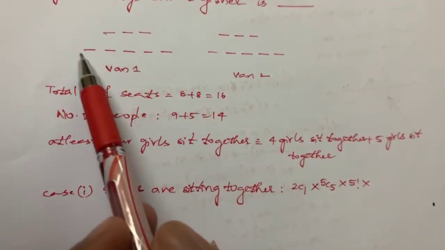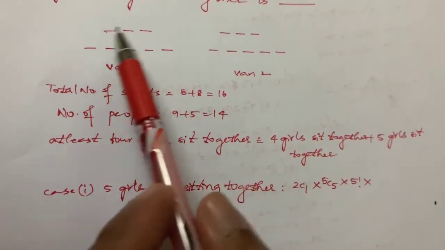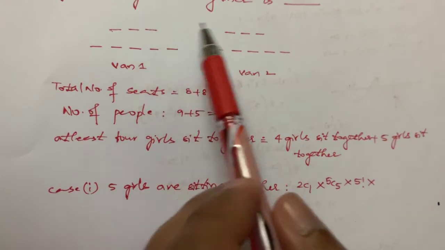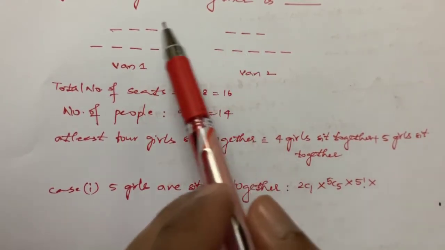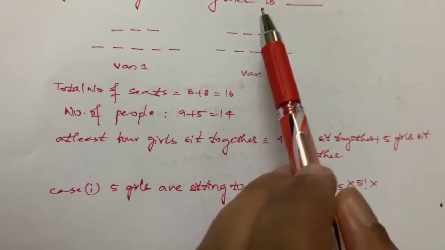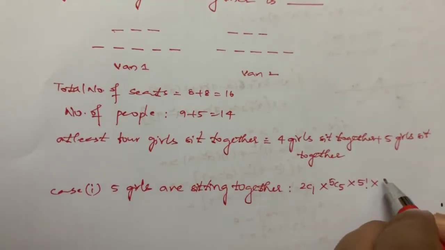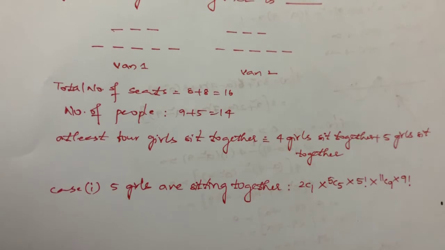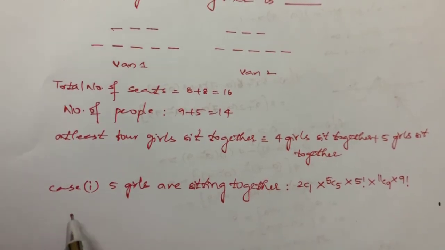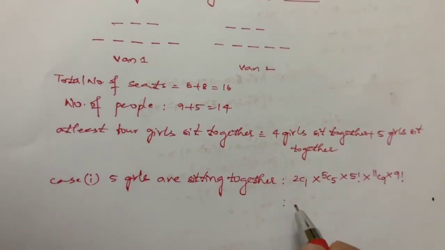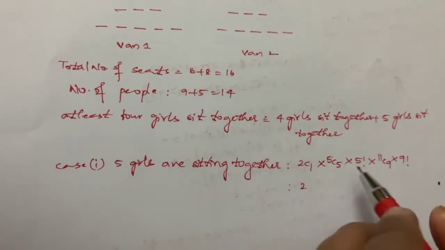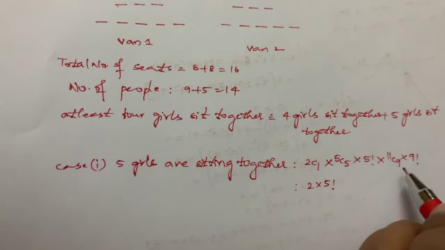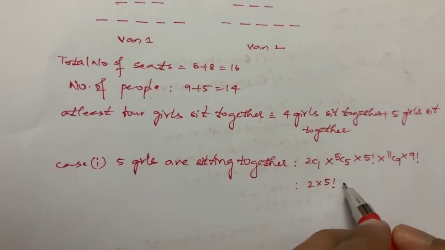Apart from these 5 seats, how many seats will be left? Let us say I am filling these 5. I will be left with 3 here, 3 here and 5 here, so total 11 seats, 3 plus 3 plus 5. In these 11 seats we have to place 9 boys, so 11C9 into the number of ways they can rearrange, 9 factorial. If I simplify a bit more, 2 into 5C5 into 5 factorial is 2 into 5 factorial directly, and 11C9 into 9 factorial is 11P9.